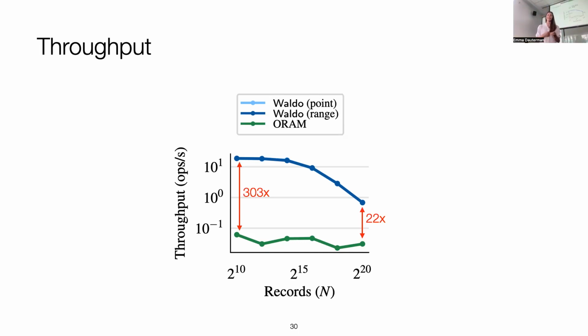There's around a 300x difference in throughput for around 1,000 records and a 22x difference in throughput for around 1 million records. This is really just due to the overhead of these appends in ORAM. So we can really see the benefits, with an append-intensive workload, of only incurring the cost of this obliviousness for the queries and not the appends.